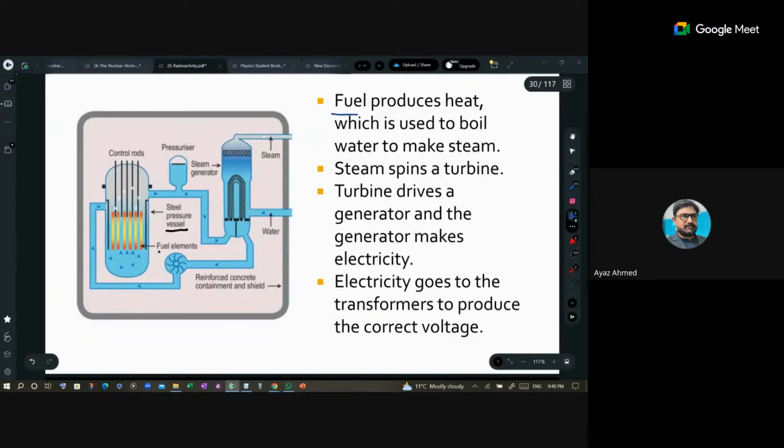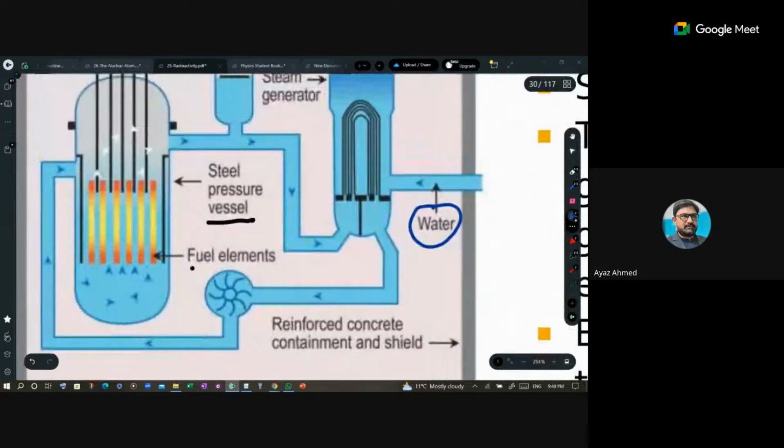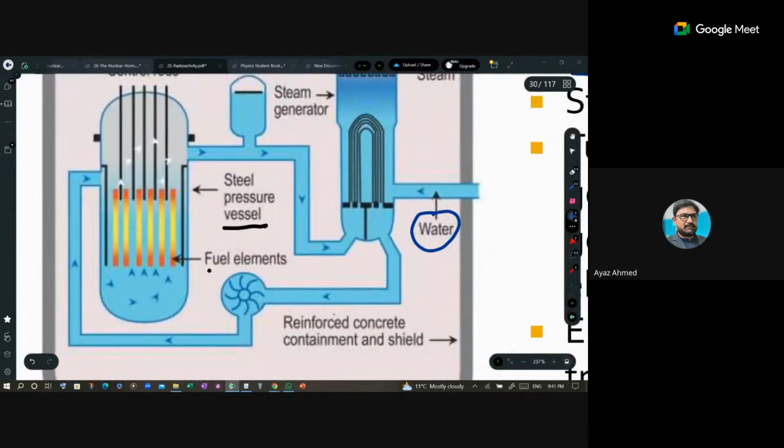So fuel produces heat, which is used to boil the water to make steam. Here is the whole block diagram. I was explaining right from here. It is a closed container, a self-sustained system in which water is taken in from one side. From here, hot water and cold water are split. Check this one out. Due to the reaction taking place over here, a huge amount of heat is being produced.